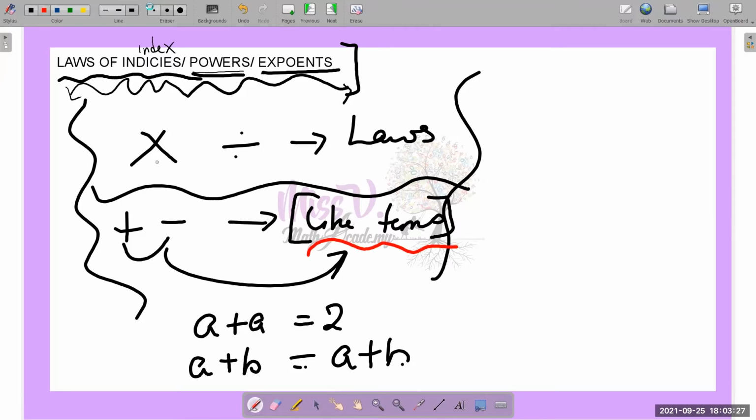When it comes to multiplying and division, we're going to be using the laws. And that's what we've been talking about recently. The laws of indices.